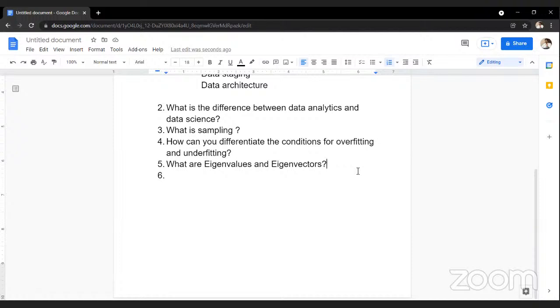Just listen to me carefully. Eigenvectors are column vectors, also called unit vectors, whose length or magnitude is equal to 1. They are also called right vectors. And eigenvalues are coefficients that are applied on eigenvectors.